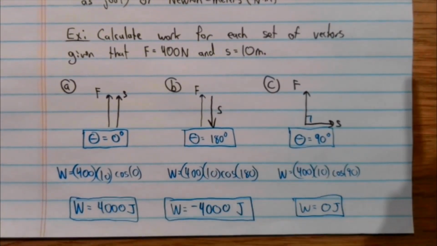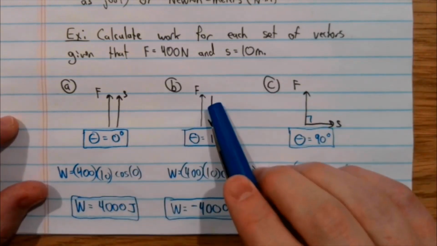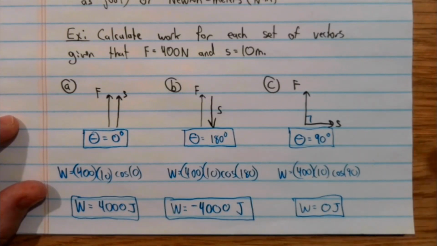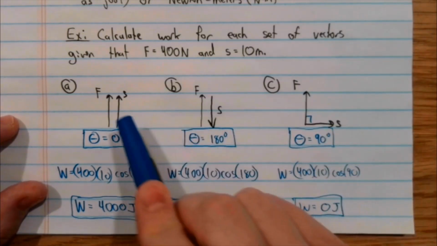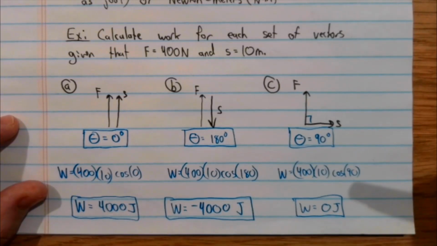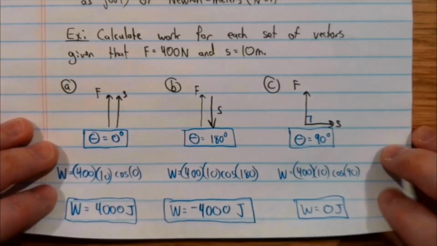The challenging thing with work, the thing that makes this a challenging concept, is the ability to draw these arrows on your own. I provided these for you, but based on the context of the problem, you need to draw these arrows. So we'll do that in the next example. I'll show you how to do that in the next example.